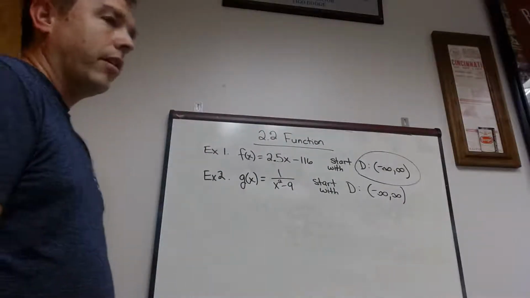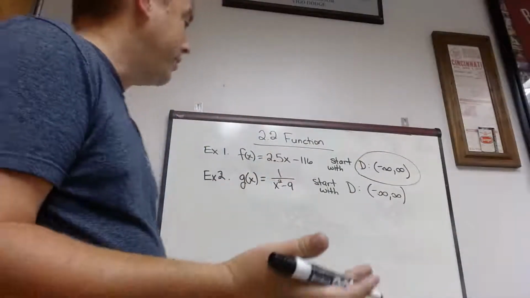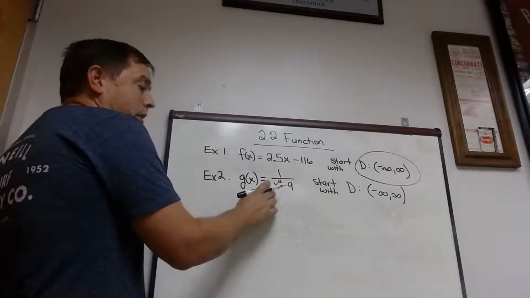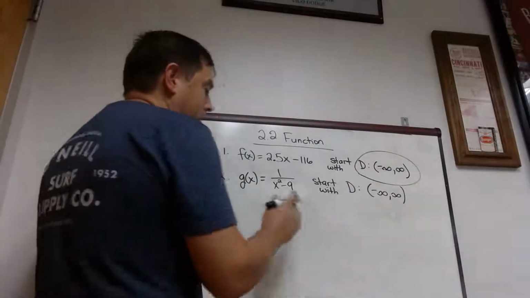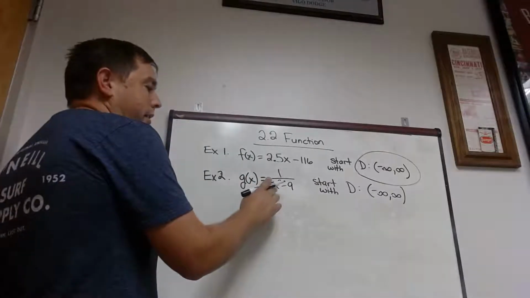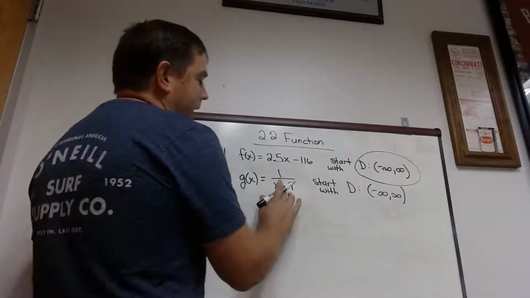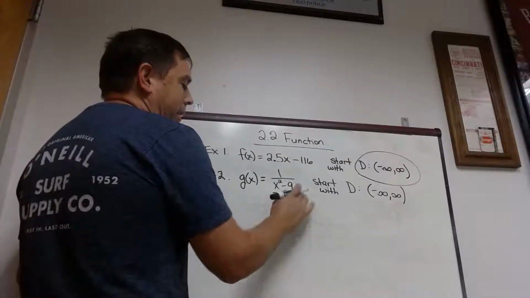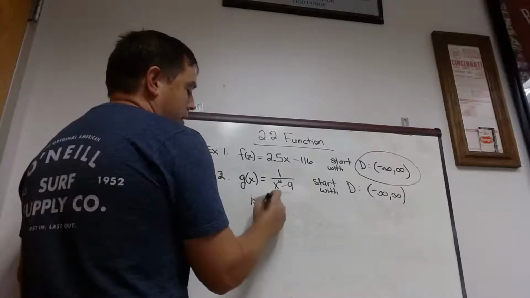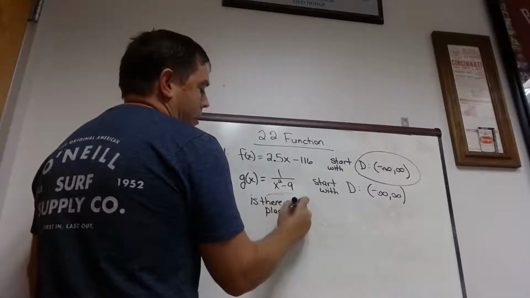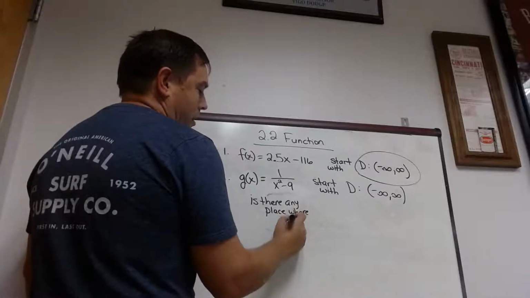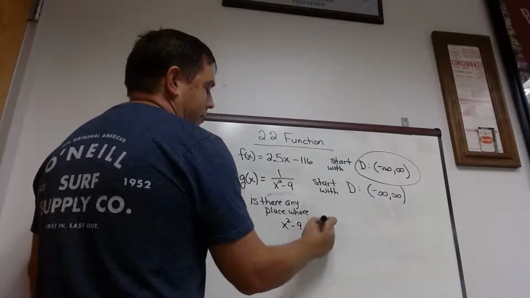All right. And I say, all right, is there a scenario where we can get division by 0? Well, look, we have a fraction, and not only do we have a fraction, but the denominator of this fraction includes the variable x. Includes values that we're going to plug in for x to get a y. So is there any place where x squared minus 9 is equal to 0? And if so, we need to remove them.